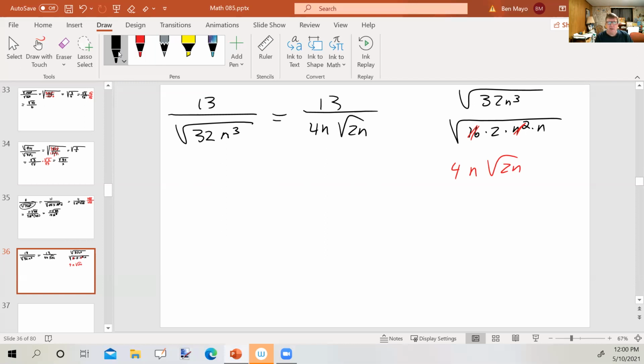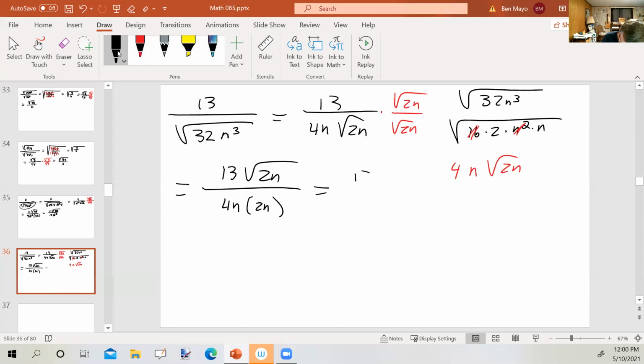So now I don't have to deal with that whole 32n cubed. I just have to deal with the square root of 2n. So we'll multiply by the square root of 2n over the square root of 2n, which equals 13 square roots of 2n over 4n times 2n, which is 13 square roots of 2n over 8n squared. Now, if the 13 outside and the 8 in the denominator could reduce, I would, but they don't. So we're done with that one.